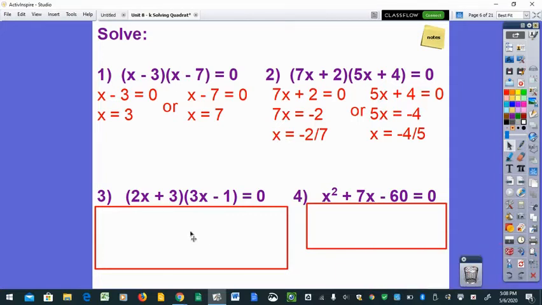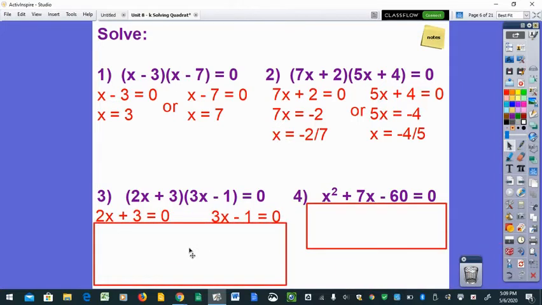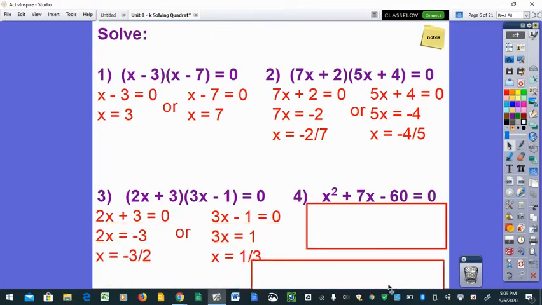Same thing down below. Either the 2x plus 3 equals 0 or the 3x minus 1. You're going to subtract 3 and divide by 2. You're going to add 1 and divide by 3. And there are your 2 answers. And what these 2 values are is where a parabola hits the x-axis.